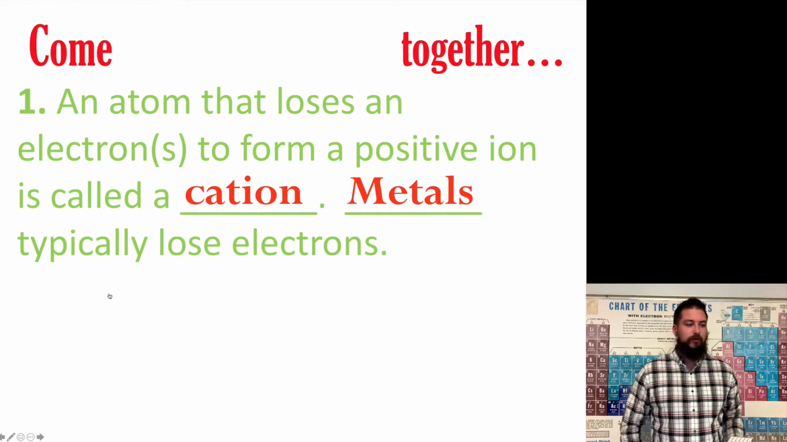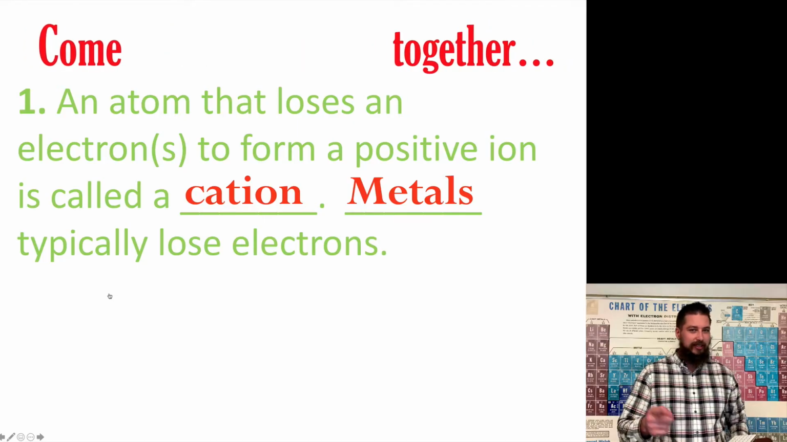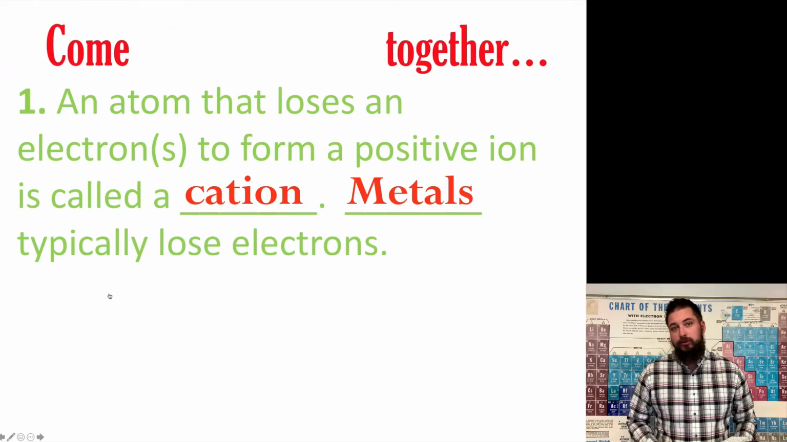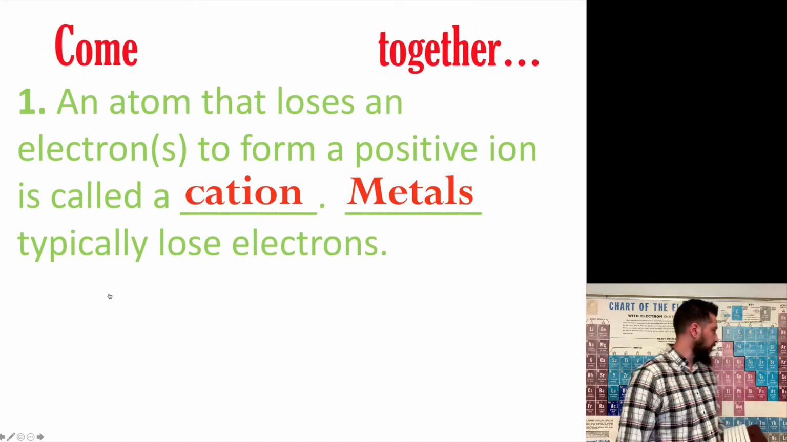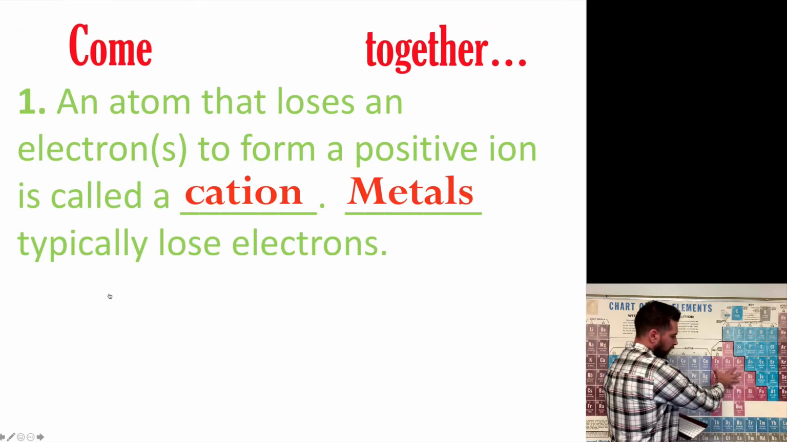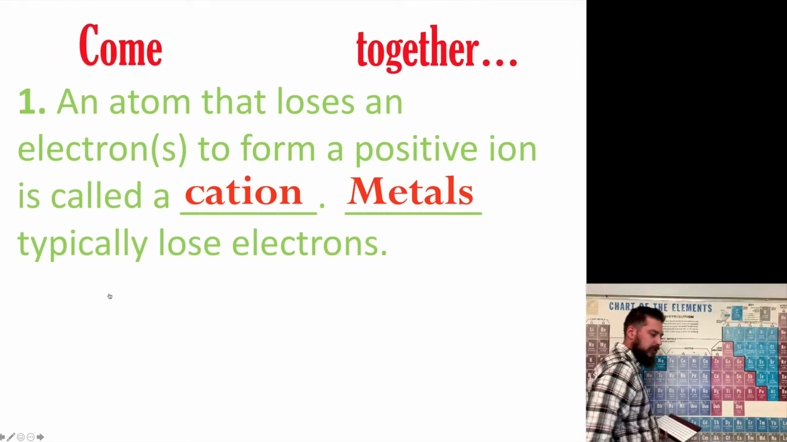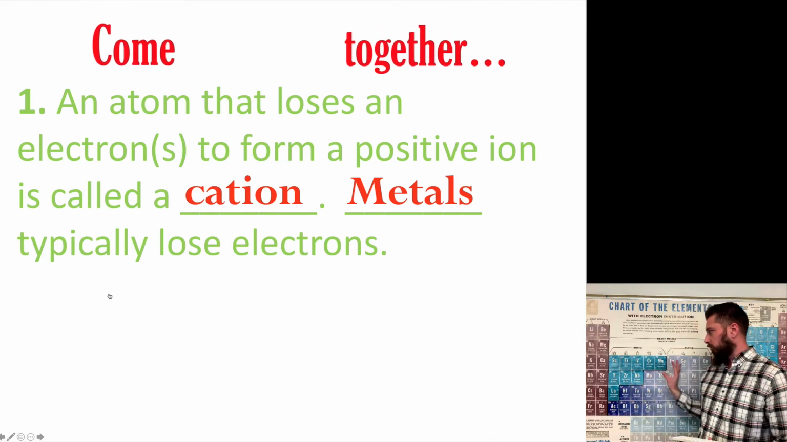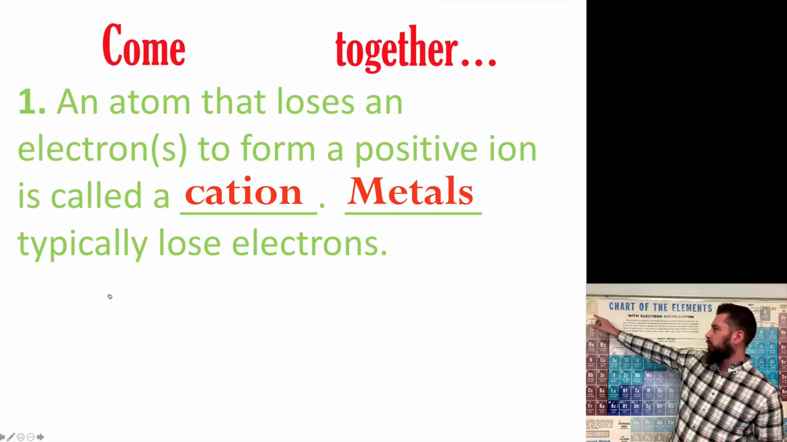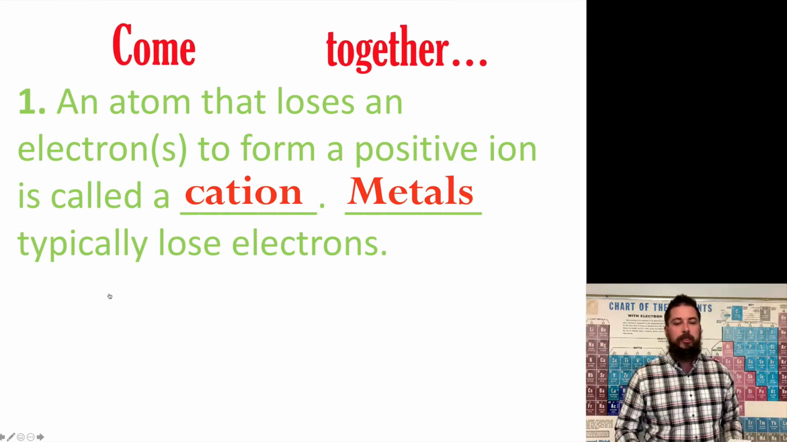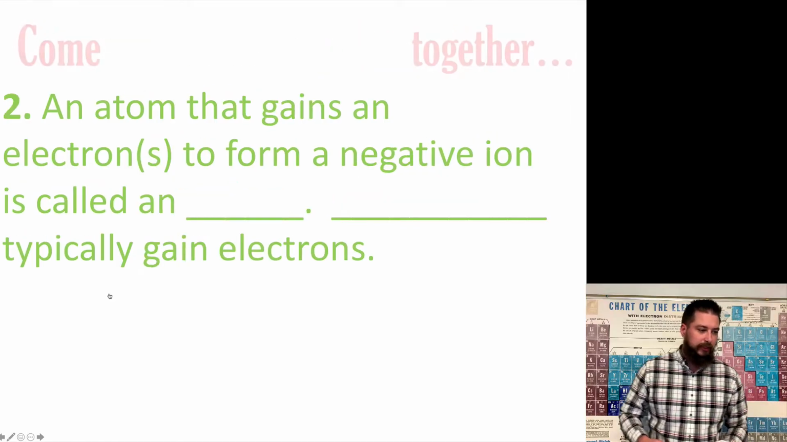Now, an atom that loses an electron is called a cation. Again, we talked about this before, and they're called cations because cats have paws. Metals typically lose electrons. If you take a look at the staircase here, all of these are metals and they tend to lose electrons. With the exception of hydrogen, hydrogen can lose electrons, but sometimes it gains electrons as well.